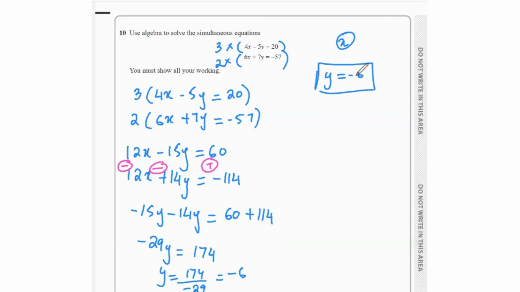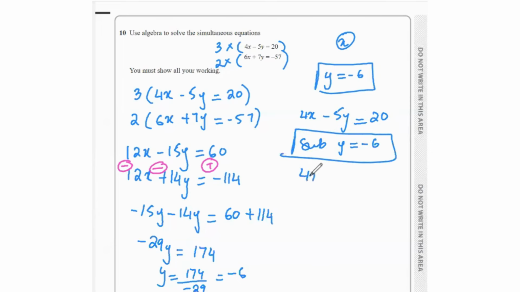Next, what we're going to do is substitute this back into either of the equations to get the value of x. You can substitute into these equations as well or these. Either way, you get the same answer. So I'm going to pick the first one. 4x minus 5y equals 20. Substitute y equals negative 6. So that's 4x minus 5 times negative 6 equals 20.